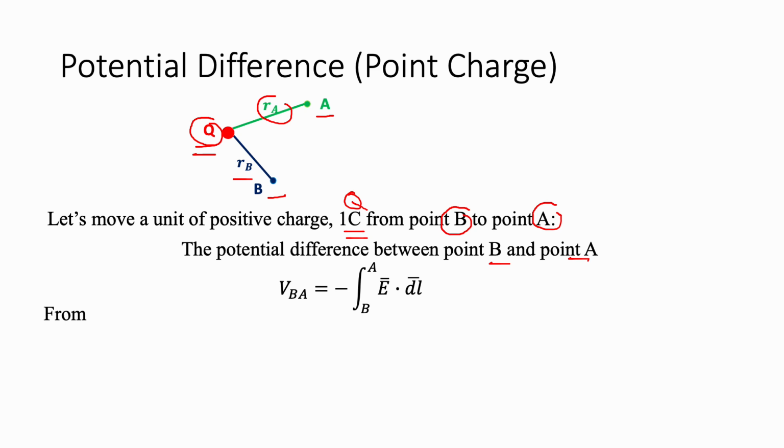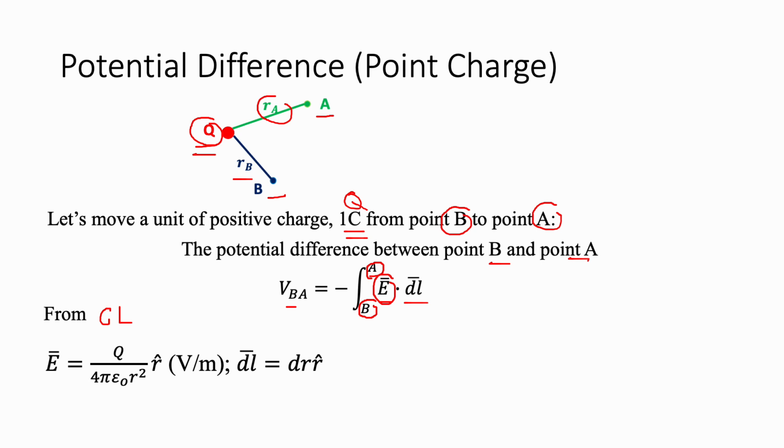So the potential difference from point B to point A is VBA equals the negative integral, where the lower limit is the initial point and the upper limit is the destination point, B to A, of E dot dl. The value of E we have obtained from Coulomb's law, right?